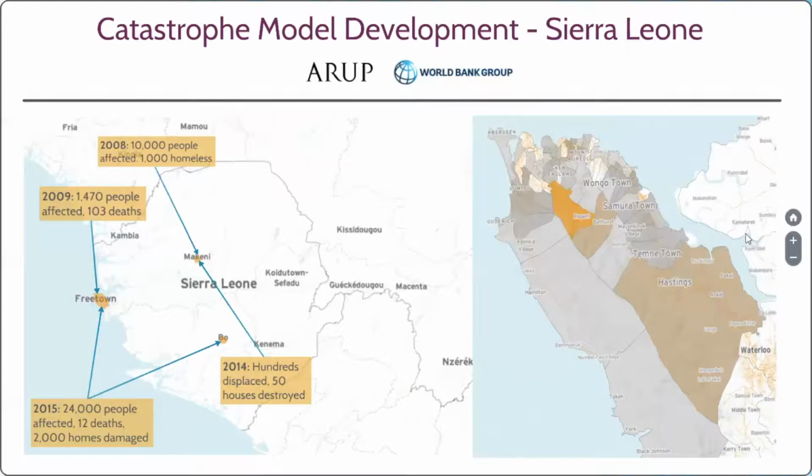So what I'm showing there on the right-hand side is the regions in the darker shade of orange are those with the largest risk to life in the capital city of Freetown.